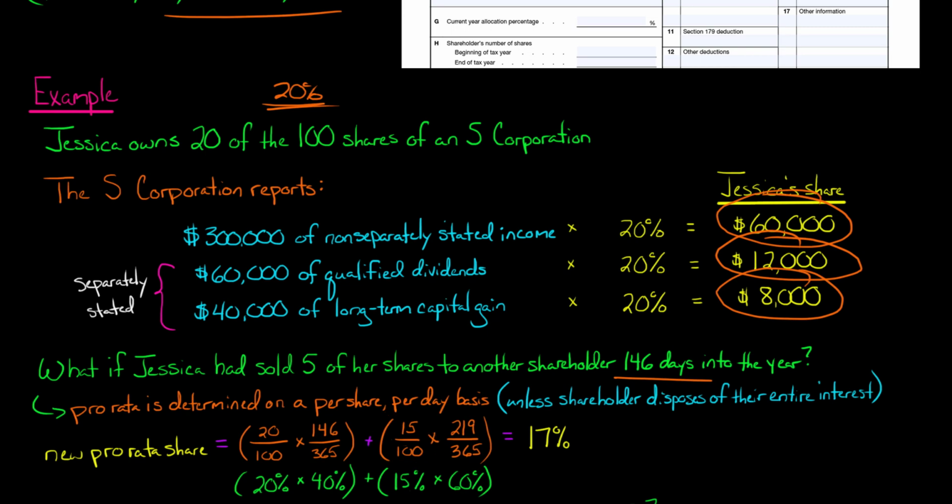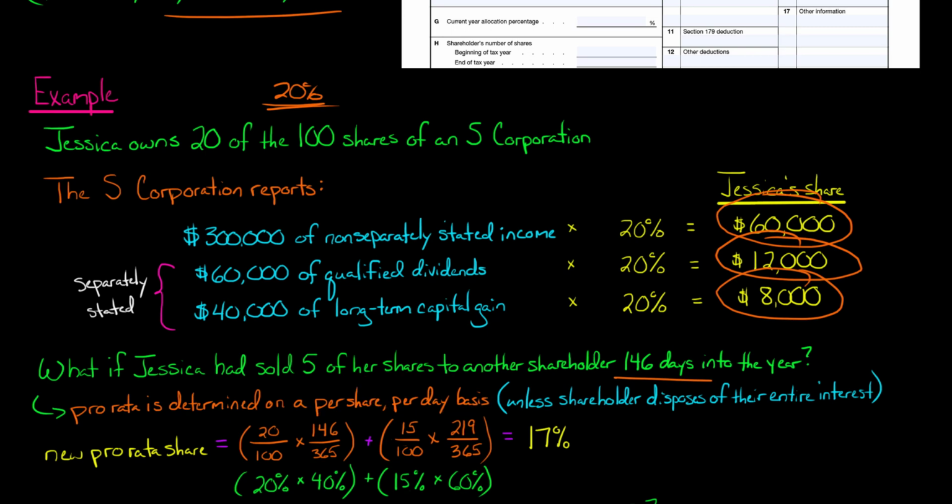So she basically owns 20% of the corporation for 40% of the year, and 15% of the corporation for 60% of the year. So I've done the math here because when you have someone that sold part of their interest during the year, pro rata is going to be determined on a per share, per day basis.